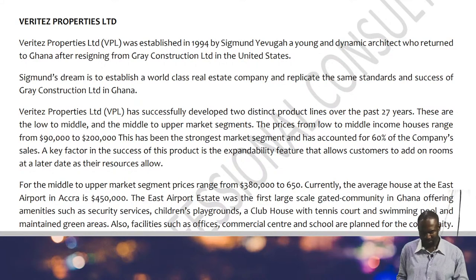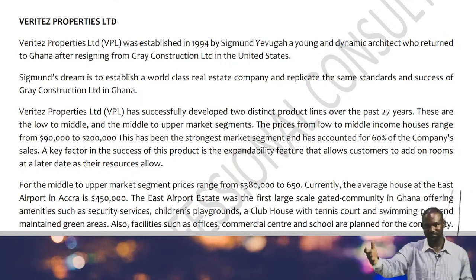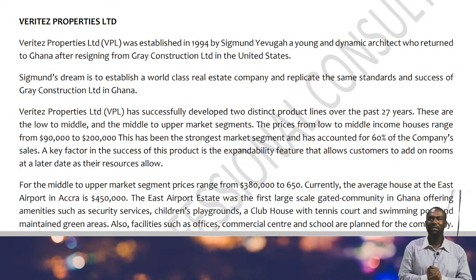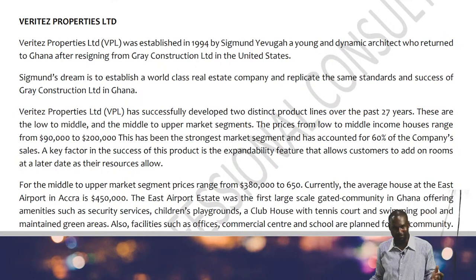Okay? Now, their dream, and align that. That clearly is the vision. They will not tell you vision. They will tell you dream. So their dream is to establish a world-class real estate company and replicate the same standard and success of Gray Construction Limited in Ghana. So what are they trying to do? They want to bring foreign standards into Ghana. So that is their dream. That is their vision. Are we clear?